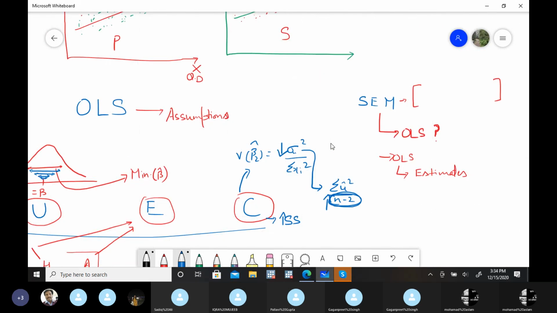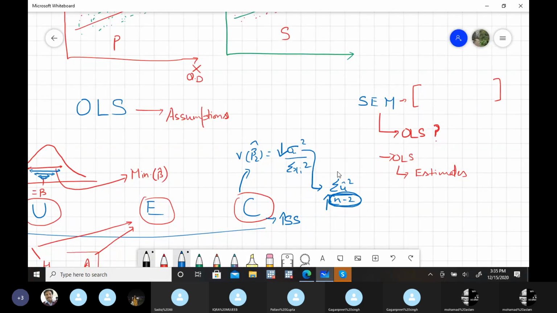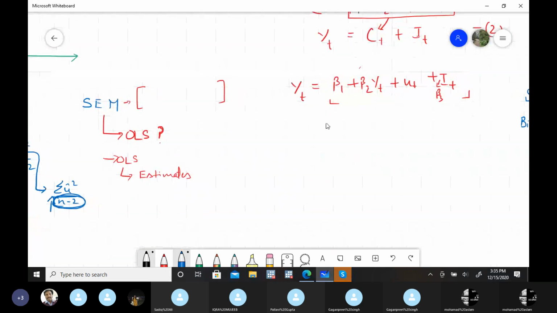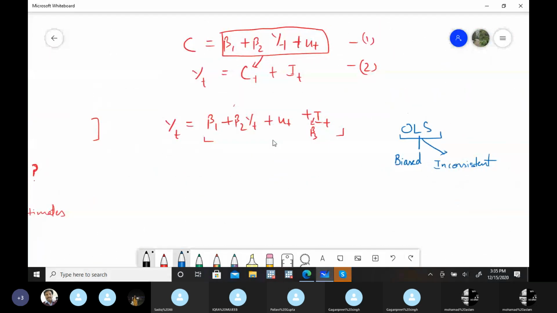Now these two properties, unbiasedness and consistency, are not possible in simultaneous equation models. If we simply run OLS in simultaneous equation models, the results are biased and inconsistent. That's the problem with simple OLS methodology in the case of simultaneous equation models. So let me give you a small derivation of how the results are biased and inconsistent. So we have this equation.